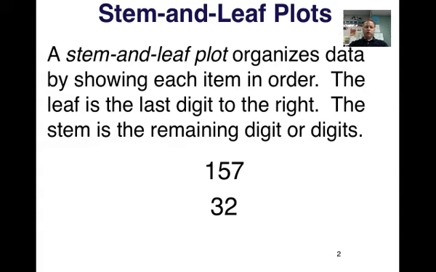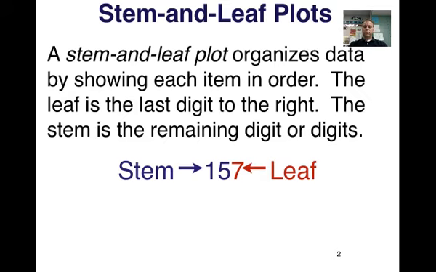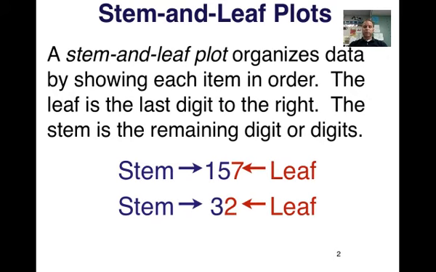So here's two numbers, 157 and 32. We're going to make those into stem and leaf plots. For 157, the leaf would be the last digit, which is 7, and the 1 and the 5 would be the stem. For 32, the leaf would be 2, and the stem would be the 3.